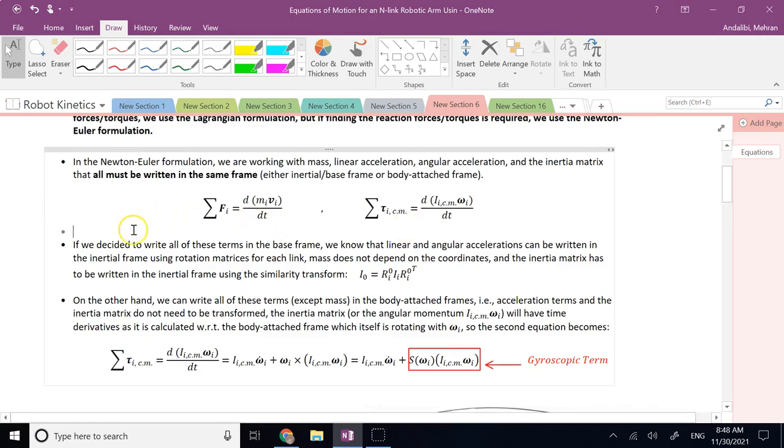So let's discuss each case. If we write everything in the base frame, what's going to happen? Let's look at the entities that are involved. We have the forces and the torques. We have the mass, linear velocity, inertia matrix, angular velocity. Which one of them do you need to care about? Which one of them is it that you have to pay attention to its variations?